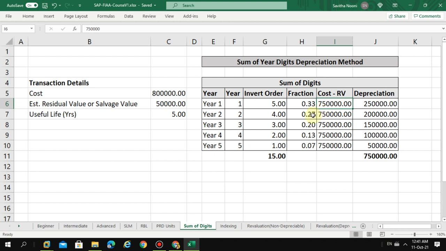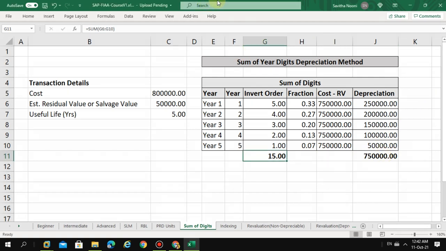Now, what is the depreciable component? You can see here, 800,000 minus the salvage value, which is 50K. So the depreciable amount is 750,000. Now if you look into the depreciation here, after deducting the residual value, the value should be multiplied with the fraction, which is 0.33, and now you will get this amount. We have to do this across all 5 years. After adding up all these, you can see this is the total depreciation.